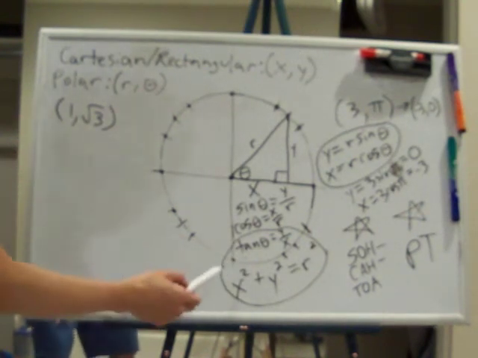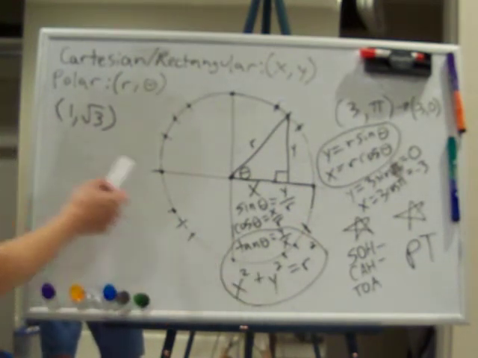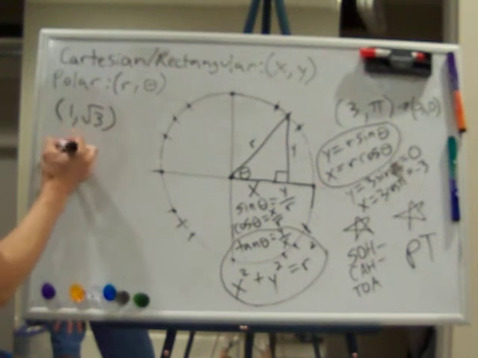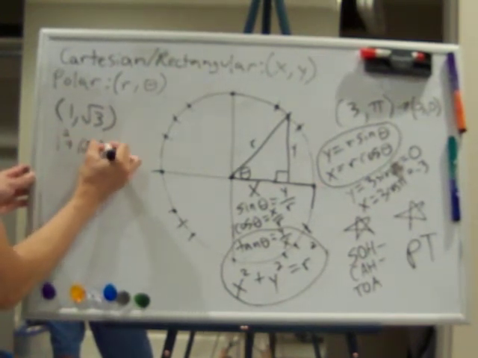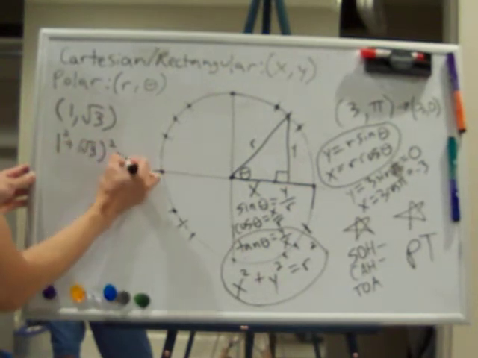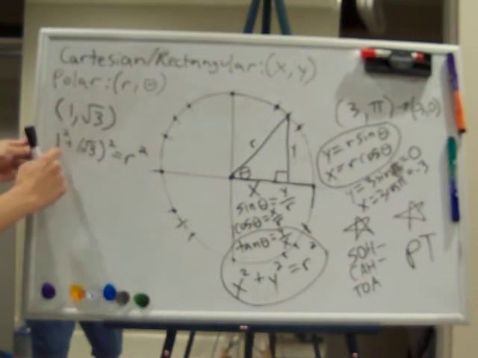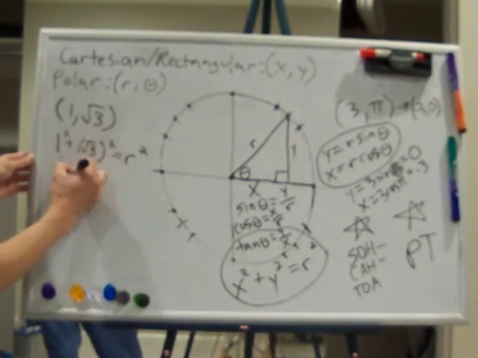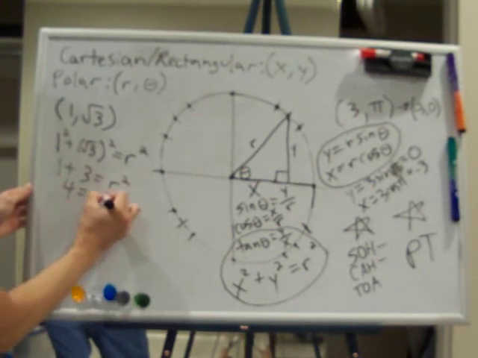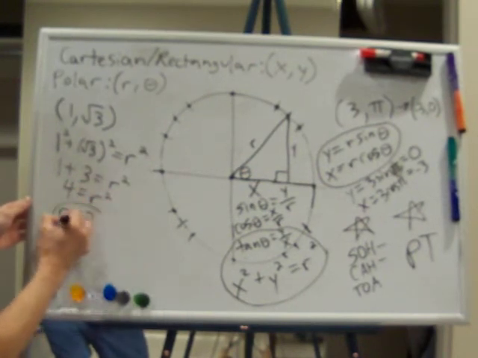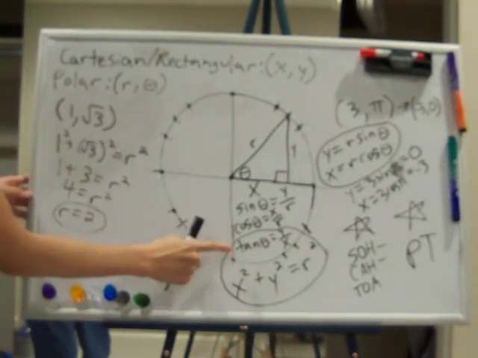So here we will start off with this equation. We can plug in the x and the y value, because this is x and this is y. So 1 squared plus root 3 squared equals r squared. This is what we're solving for because we're trying to get to polar coordinates. So 1 squared is 1 plus 3 equals r squared, 4 equals r squared, r equals 2. That is our first coordinate. Bam. But now we've got to do theta.